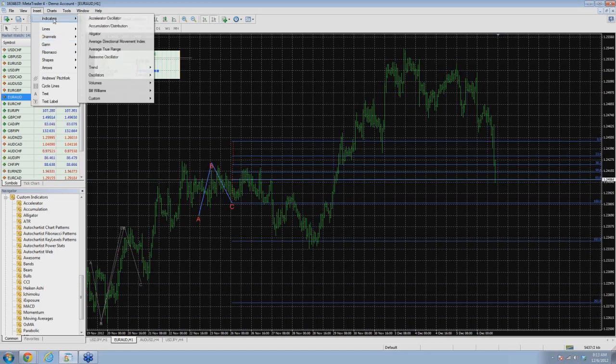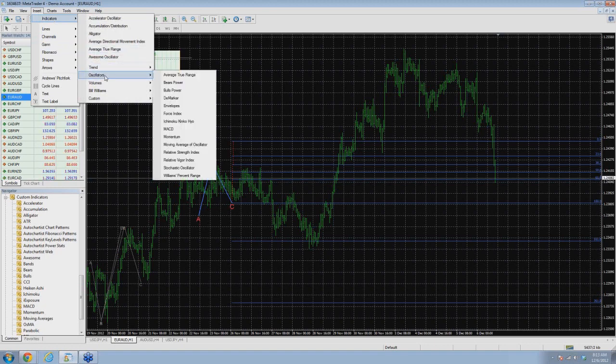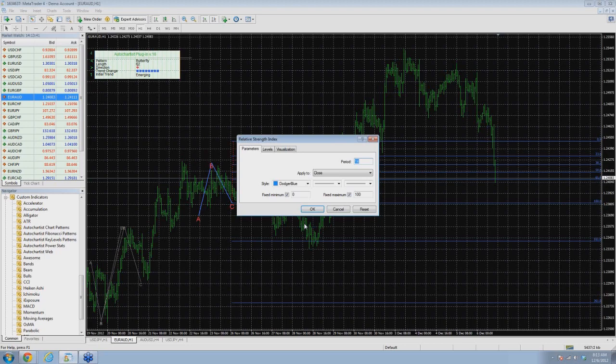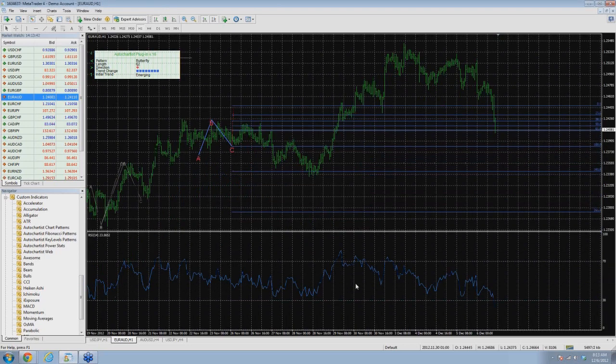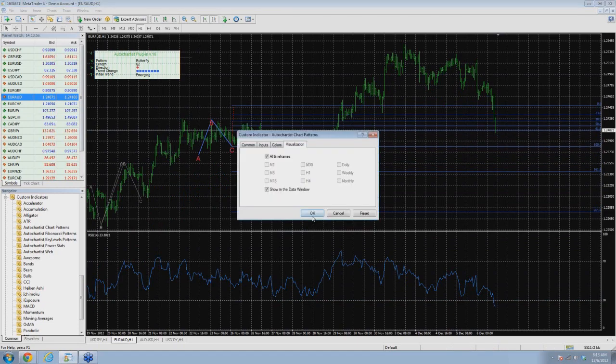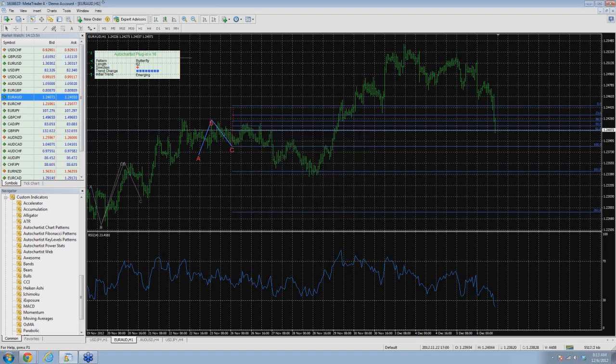For example, let's look at an oscillator here, like a popular oscillator, relative strength. We can select relative strength, and you can see that in the bottom part of this chart, you can have the relative strength used along with the Autochartist pattern. So there are a lot of opportunities that you can use in conjunction with all of the other MT4 indicators. So it's a very compatible program.